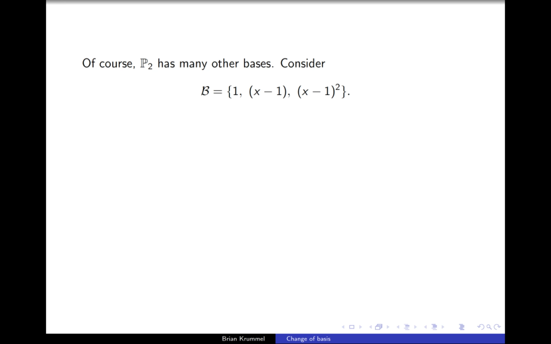Now, P2 has many, many other bases. For instance, consider the basis B, which is 1, x minus 1, x minus 1 squared. So then we could ask questions like, which polynomial in P2 has B coordinates 3, minus 2, 4? So that's the coordinates with respect to the basis, right here, the basis 1, x minus 1, x minus 1 squared.